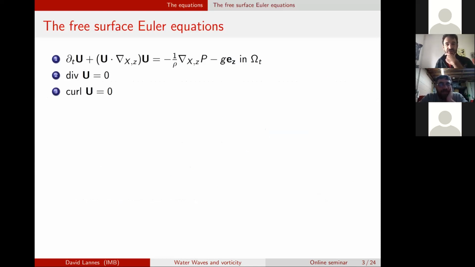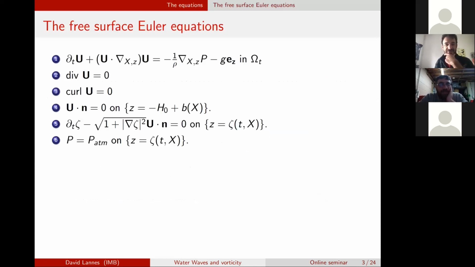And so, okay, so these are the equations that you all know. So you have a boundary condition on the pressure also. So this is a set of free surface Euler equations.